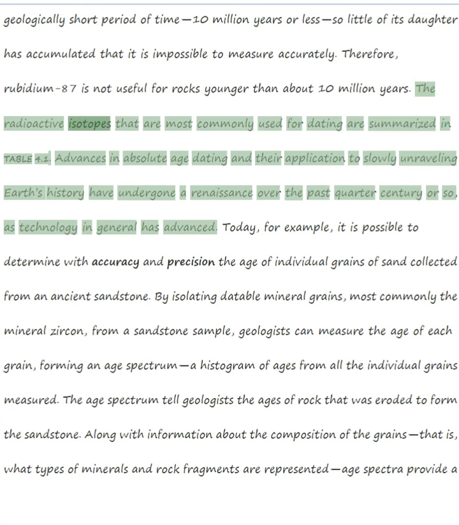The radioactive isotopes that are most commonly used for dating are summarized in Table 4.1. Advances in absolute age dating and their application to slowly unraveling Earth's history have undergone a renaissance over the past quarter century or so, as technology in general has advanced.